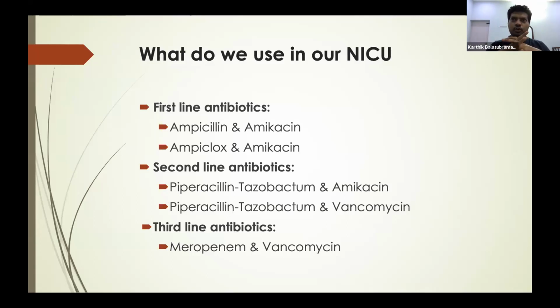If your infection control measures are stringent, and you are maintaining a very good asepsis protocol in your unit, then you won't be reaching the third line at all. I would say in the last 2 years, we have hardly used meropenem in 3 or 4 babies, not more than that. So most of our babies end up with ampicillin and amikacin alone.